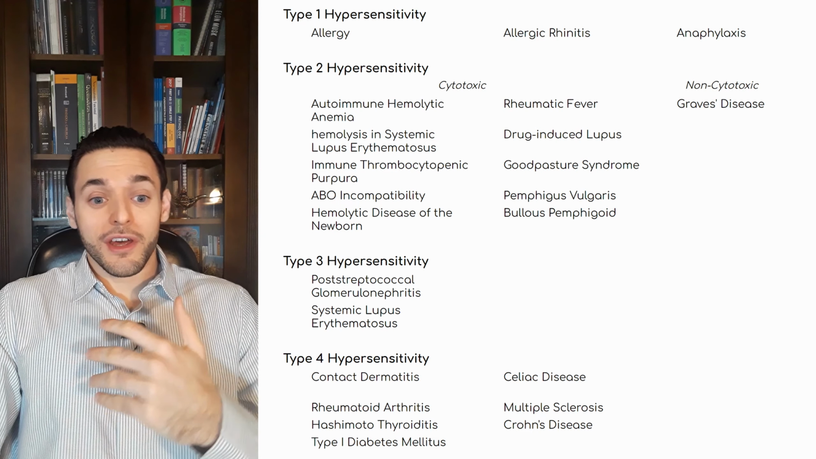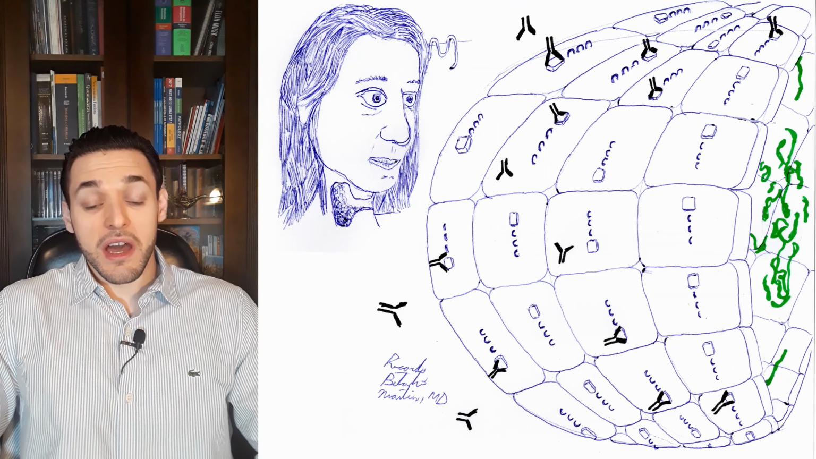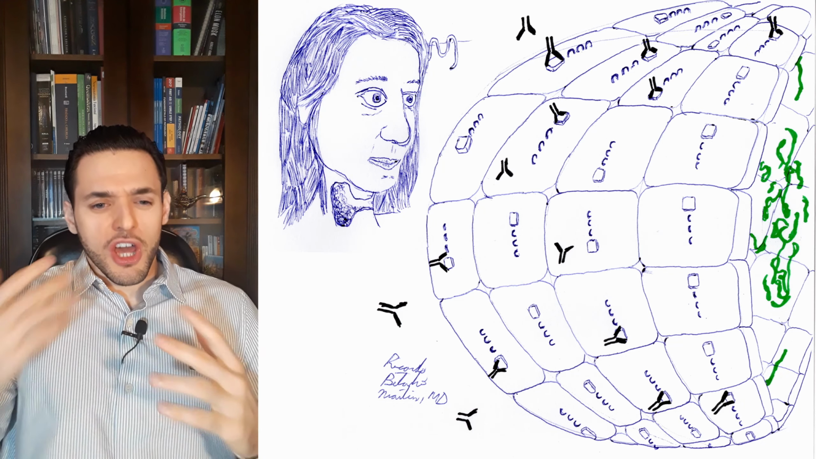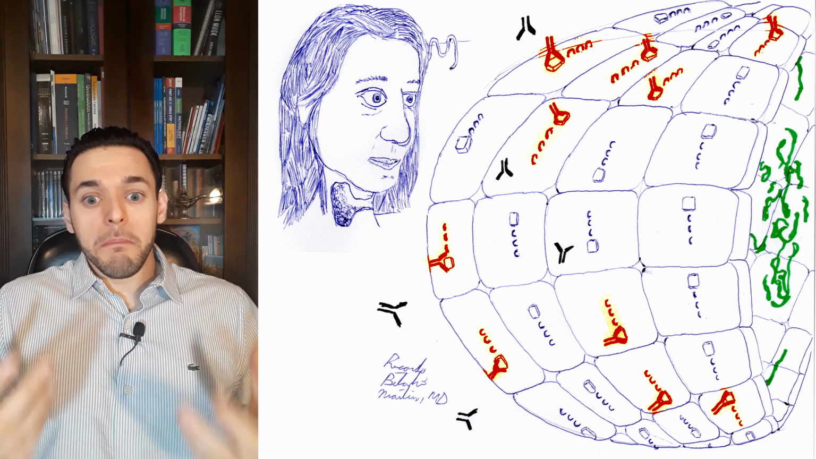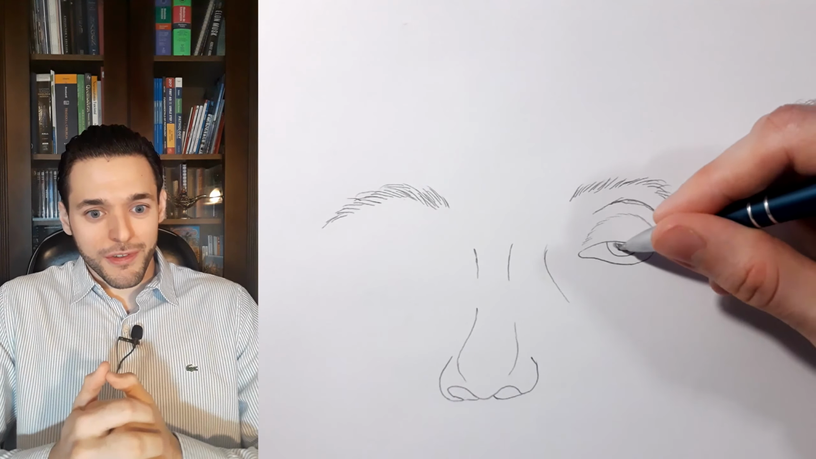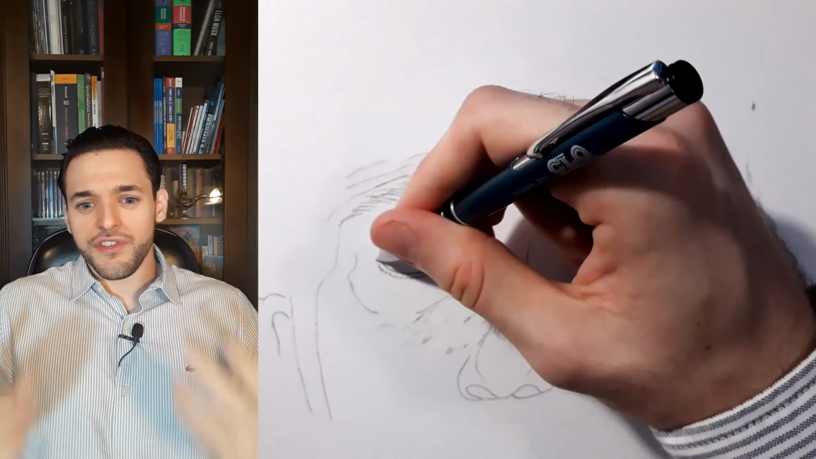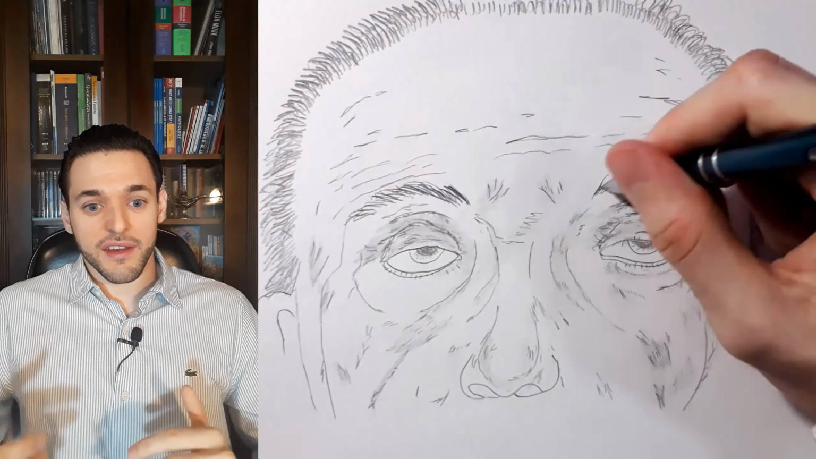And then we have the non-cytotoxic examples of type 2 hypersensitivity. I mentioned Graves' disease, in which stimulating autoantibodies against the TSH receptor mimic the action of TSH on follicular cells. But the opposite can also be true. Instead of stimulating, in myasthenia gravis autoantibodies against the acetylcholine receptor inhibit acetylcholine binding to the receptor and thus cause muscle weakness, acting akin to an antagonist.